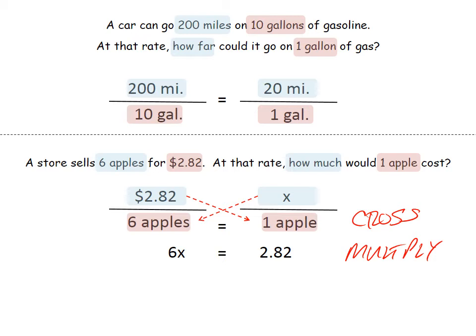Now this is a pretty straightforward algebra problem. As we solve for x, we'll divide both sides by 6, and what that'll give us is x is 47 cents. And since we had let x represent how much 1 apple would cost, this is telling us that if 6 apples sell for $2.82, one of them would sell for just 47 cents.